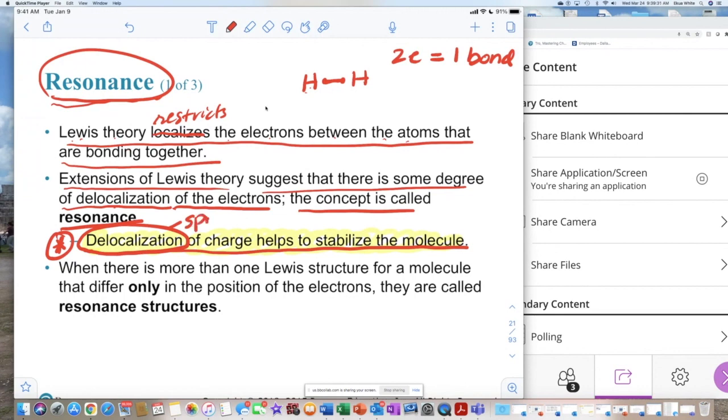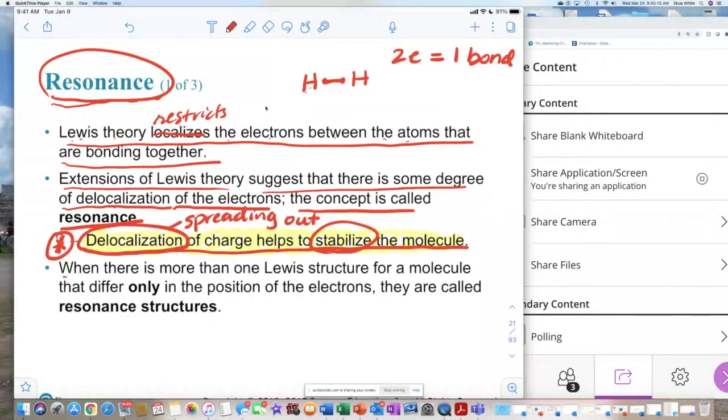Delocalizing will be like spreading out over a bigger region. When I was learning this, I thought about spreading the burden. People say when you're going through stuff in life, share your burdens with other people. It makes it easier to carry your burdens. And I'm like, okay, what if they don't want it? But the electrons are spread out between more than just two elements, and this helps with stabilizing the molecule.